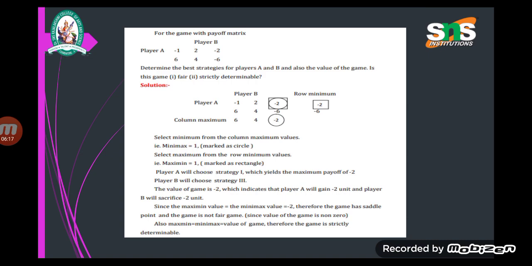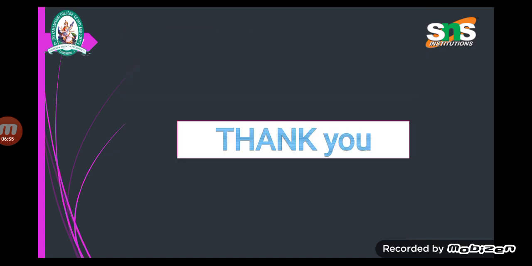The value of the game is -2, which indicates that player A will gain -2 units and player B will sacrifice -2. The sum of the loss and the gain should be zero. Since the maximin and minimax values are equal, the saddle point is -2. Therefore the game is not a fair game. Therefore the game is a strictly determinable game. Therefore the given matrix is strictly determinable. This is how we find the value of the game by using a payoff matrix. That's all. Thank you.